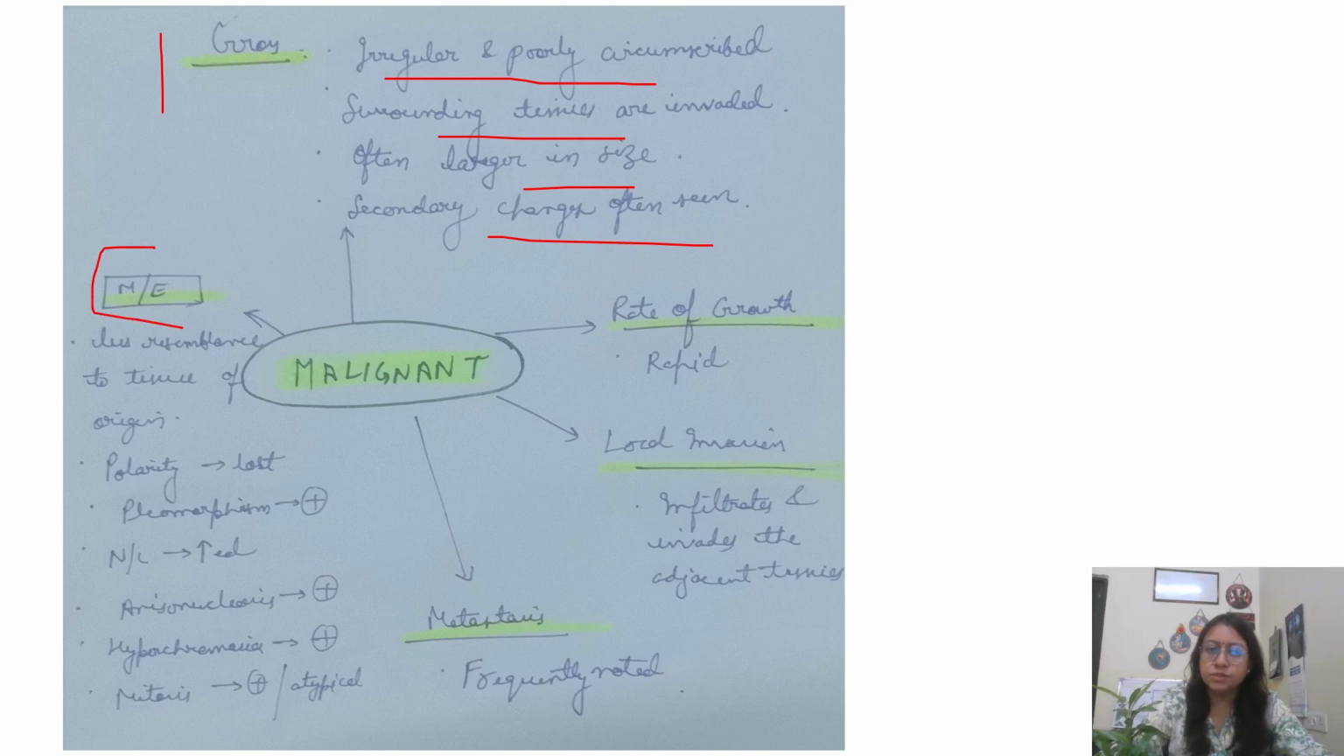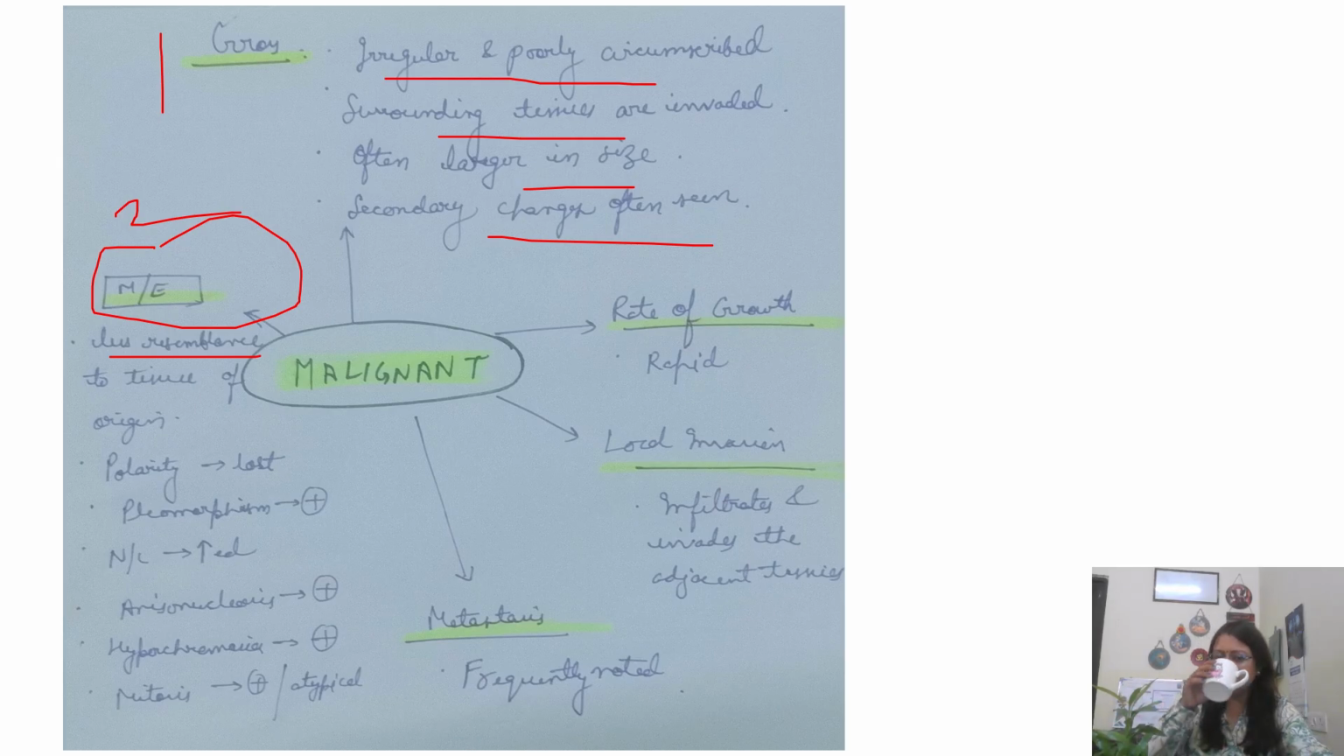Then microscopy. When you see it, what do we see in microscopy? It is less resembling the parent tissue. So if there is a liver cancer, you will not see normal hepatocytes in the histology of the liver when you see the tumor. It will not resemble the hepatocytes, it will appear in a very pleomorphic form, okay?